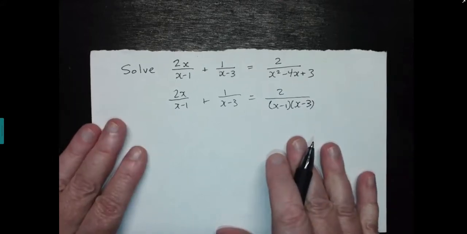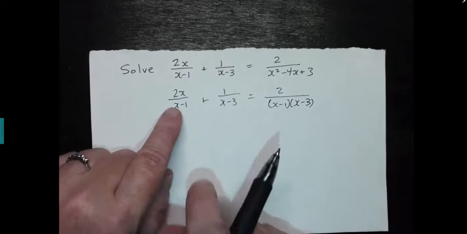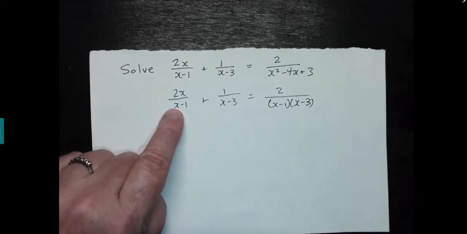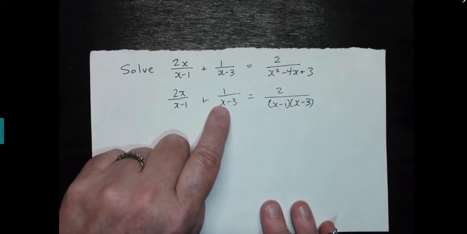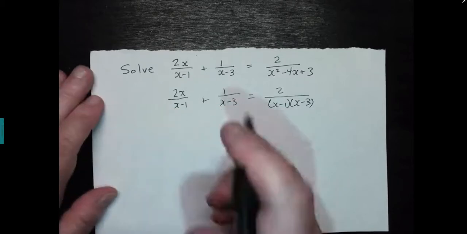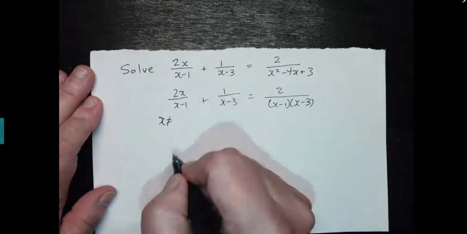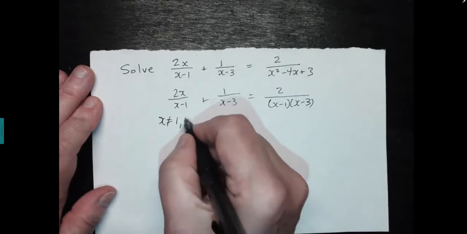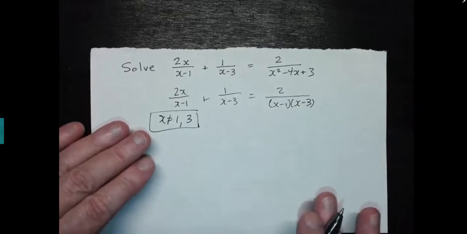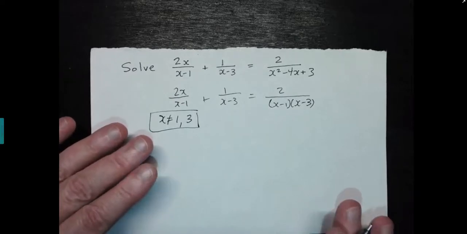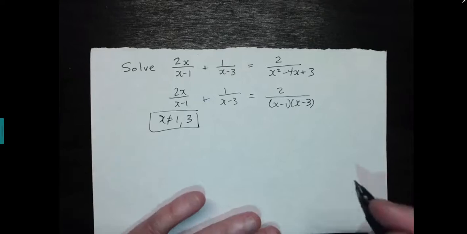Now, look to see what is allowed. We're not allowed to have x equal 1. That'll make that denominator 0. We're not allowed to have x equals 3. Same thing there. So my domain is x is not allowed to be 1 or 3. So we have to omit those from any solutions that we come up with. If 1 or 3 are part of the solutions, we can't include them.